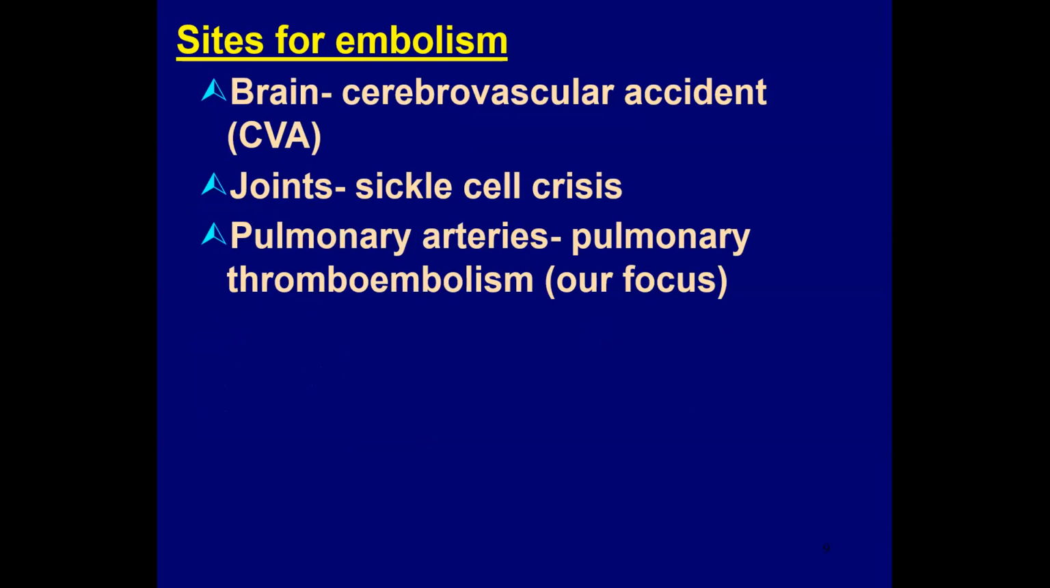Okay, so where do emboli occur? First, in the brain. A clot occurs in the brain, and this causes a cerebrovascular accident, CVA, also known as a stroke. Another site for embolism is in the joints, and this is what causes the pain in sickle cell crisis. Yet another is that an embolus can occur in the pulmonary arteries, and this is a pulmonary thromboembolism, which is the main focus of our discussion.